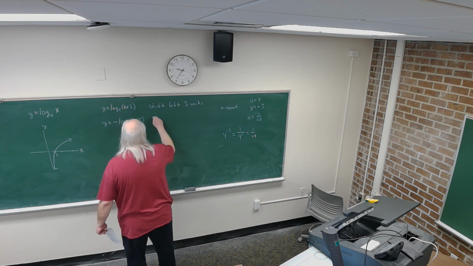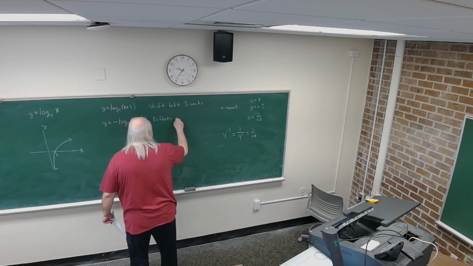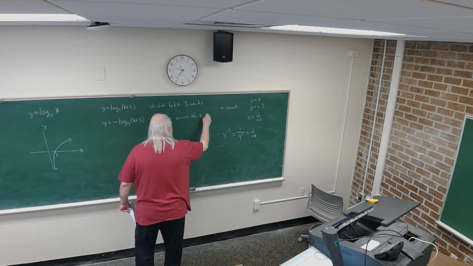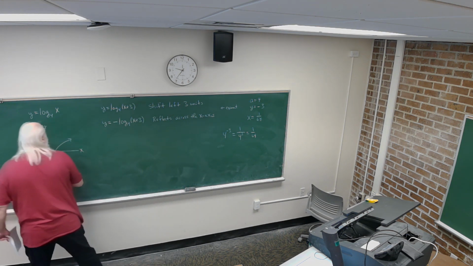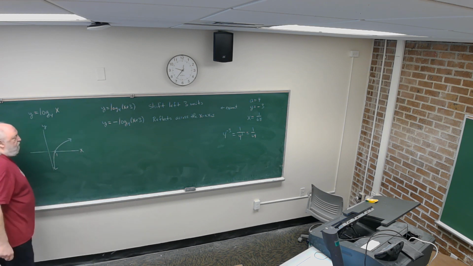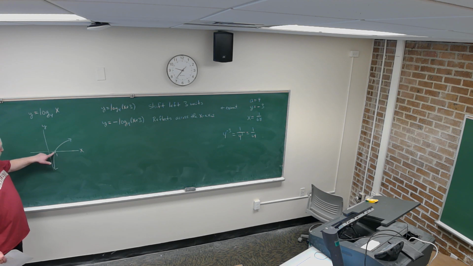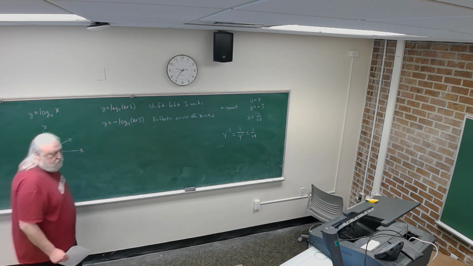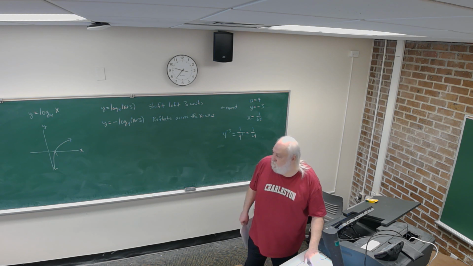So it reflects the graph across the x-axis. So to go from this graph to the graph of minus log base 4 of x plus 3, I take this graph and shift it to the left 3 units, and then flip it over the x-axis. And when I do that, I end up with this graph right here.